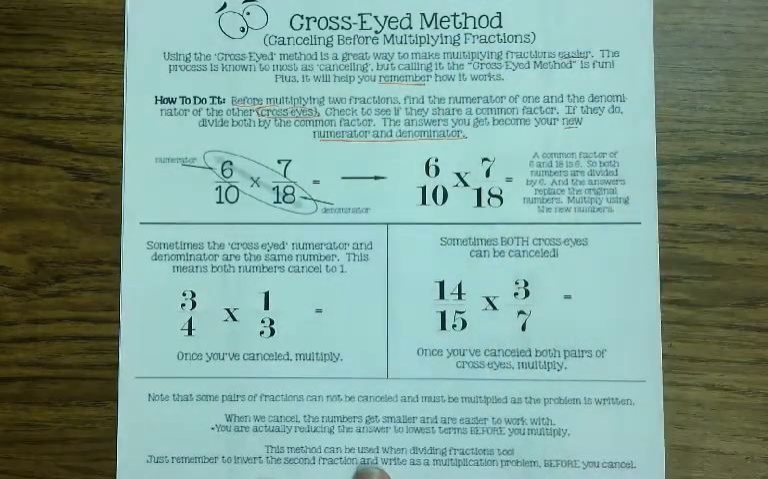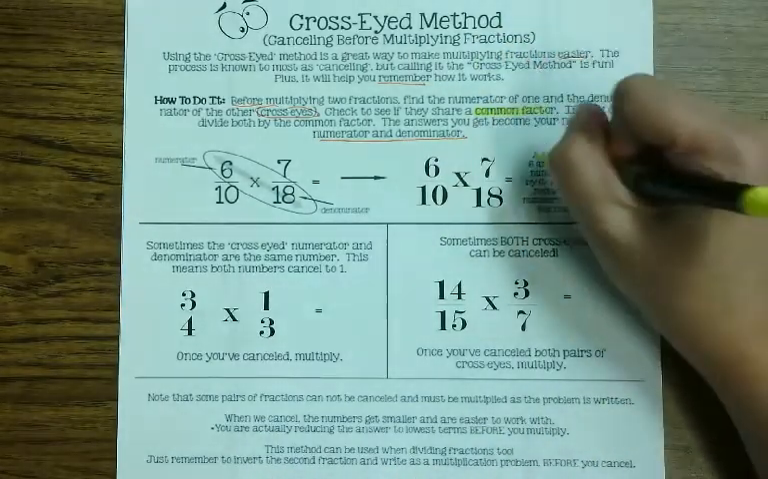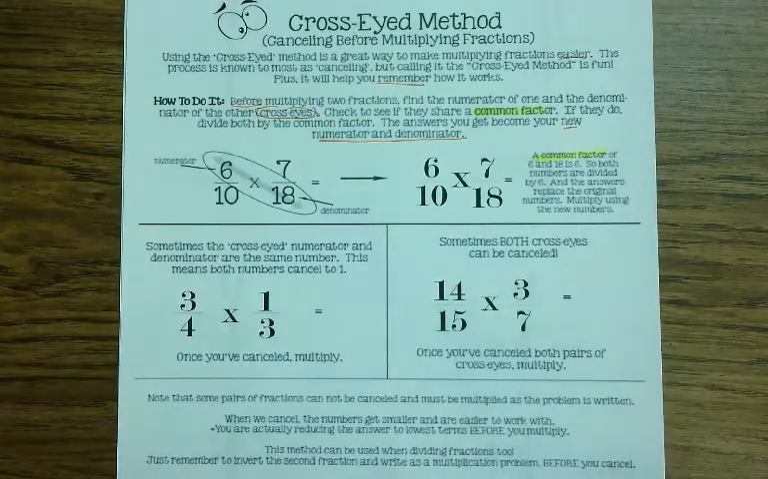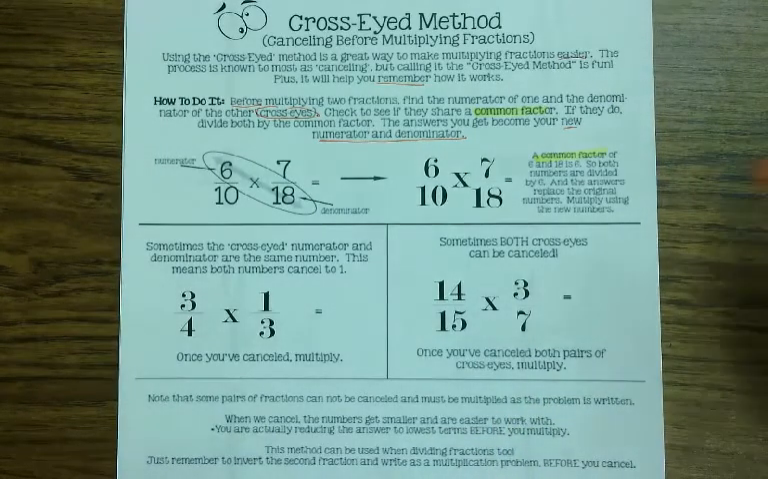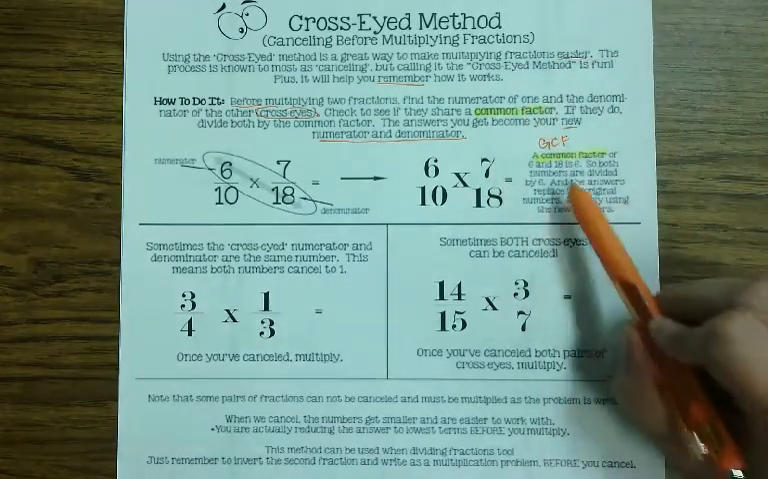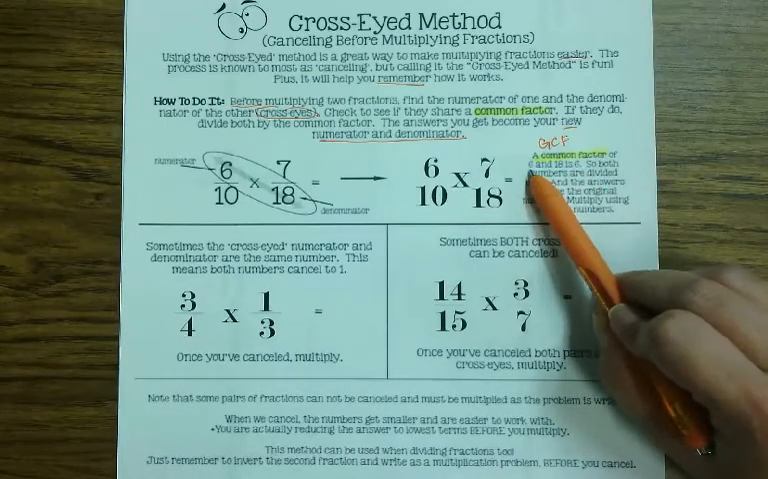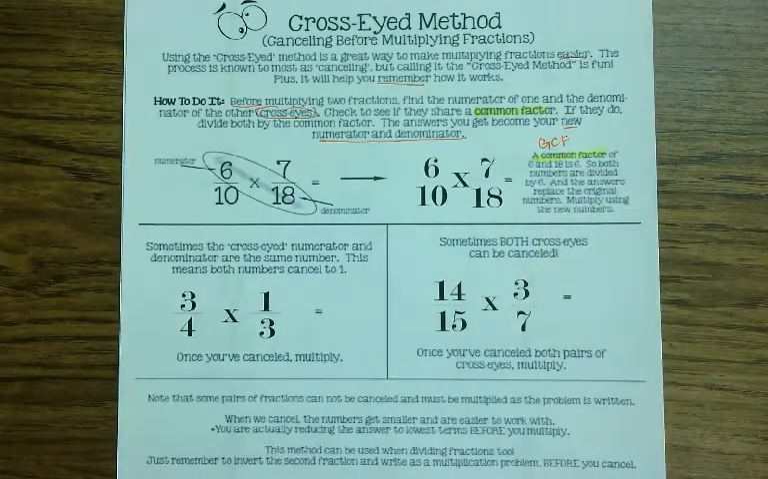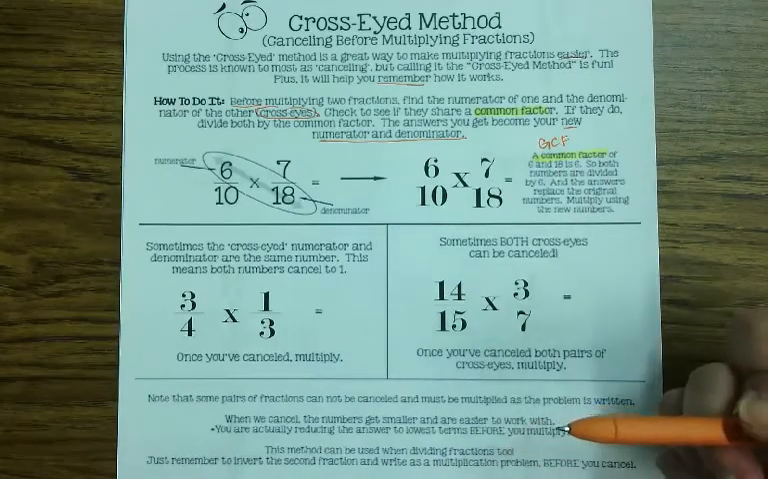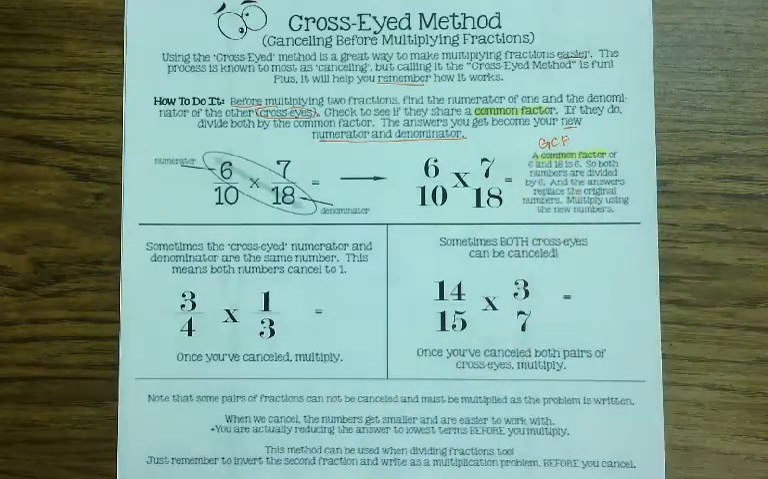So let's review what a common factor is, because that's going to be very important for cross-canceling. You're going to want to make sure you're using the greatest common factor. For example, the greatest common factor of 6 and 18 would be 6, because 6 can be divided by 6 and 18 can be divided by 6. 2 would also be a common factor for 6 and 18, but it wouldn't be the greatest common factor. And finding the greatest common factor is going to make your job a lot easier.